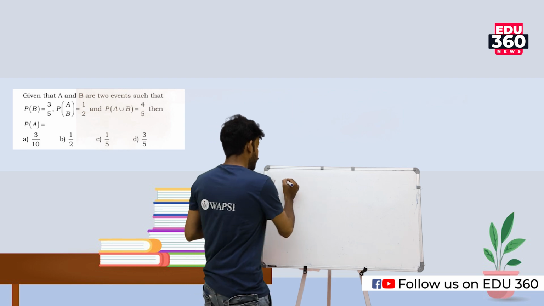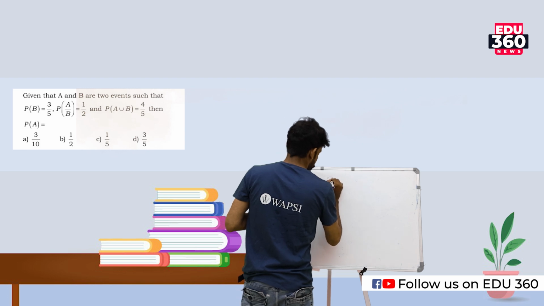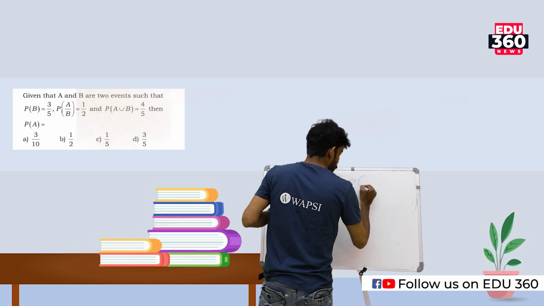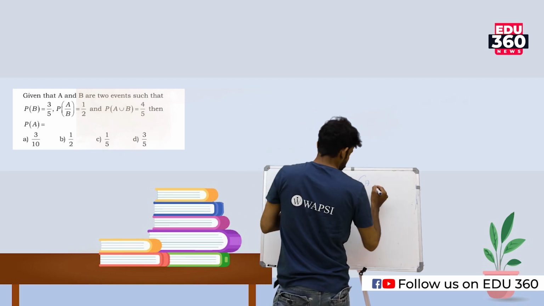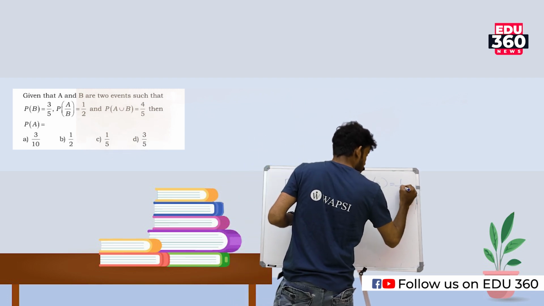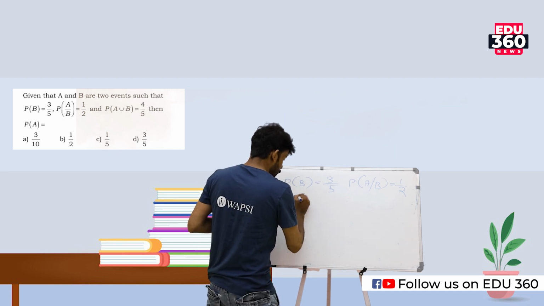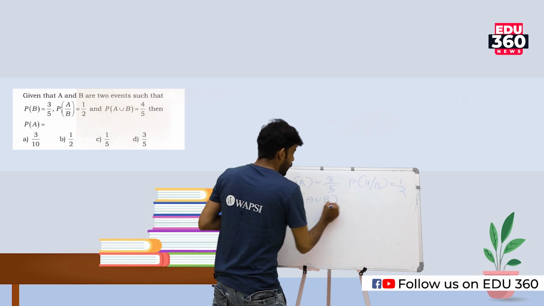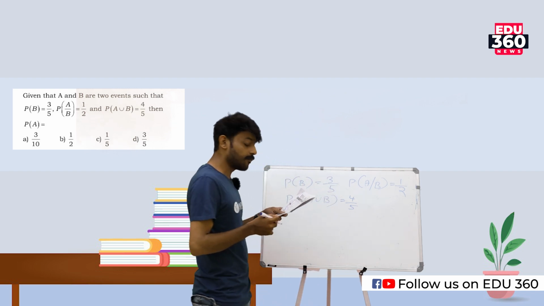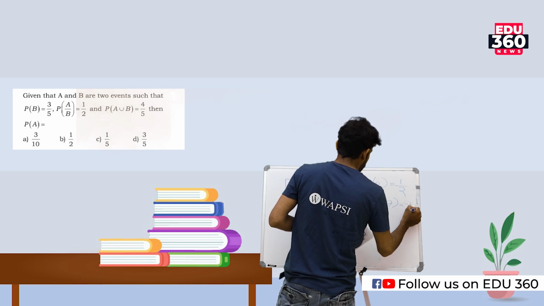First of all, we can write the given data. P(B) = 3/5, P(A|B) = 1/2, and P(A ∪ B) = 4/5. So they are asking us to find the value of P(A). So what is P(A)?